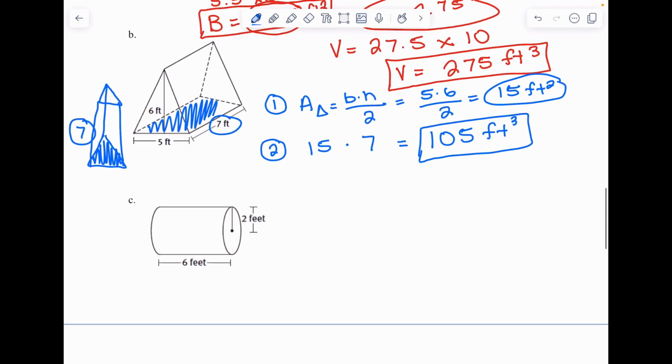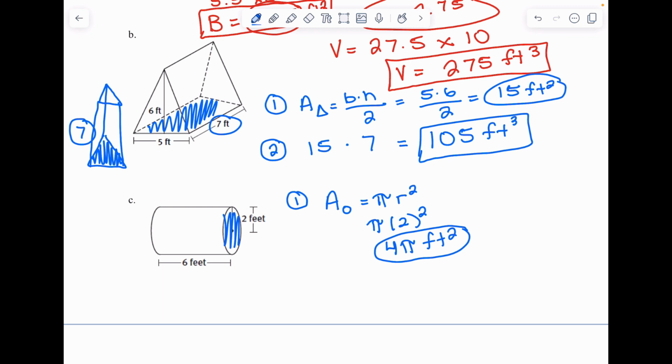Last one, I have a cylinder, so my base is a circle. So my area formula for a circle is pi r squared. My radius is 2. So that tells me that the area of my circle is 4 pi feet squared.